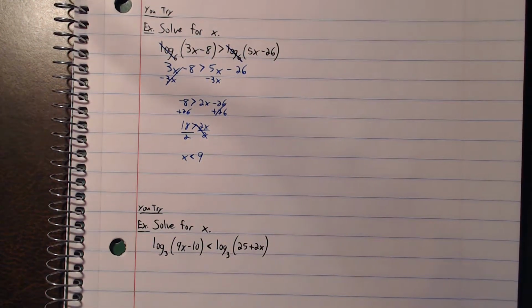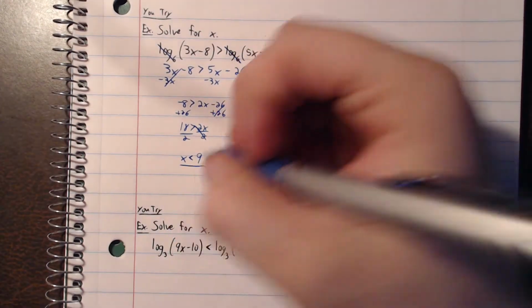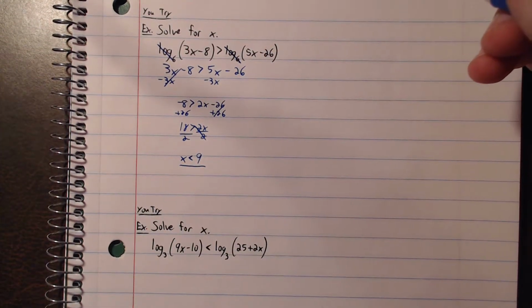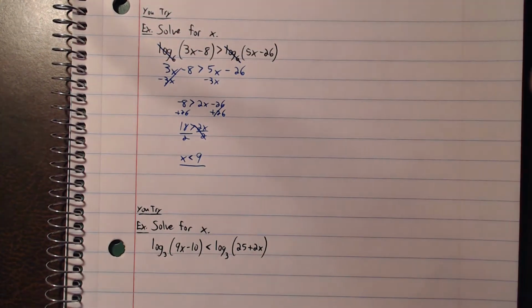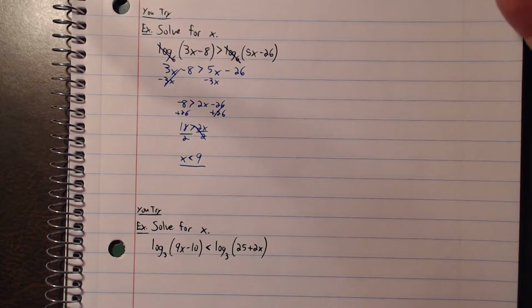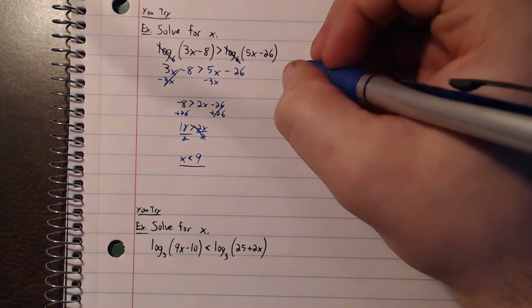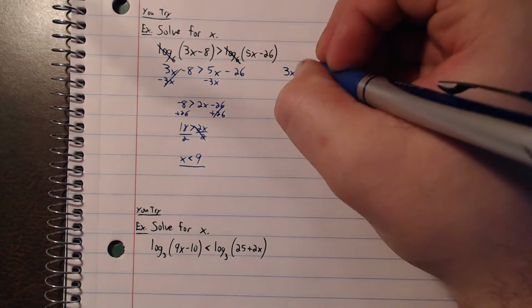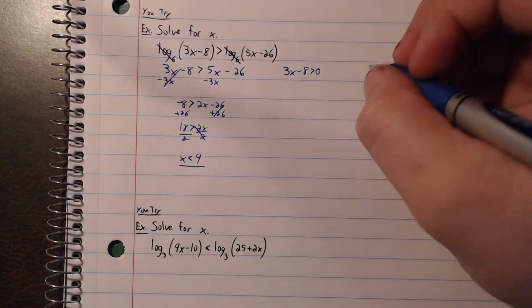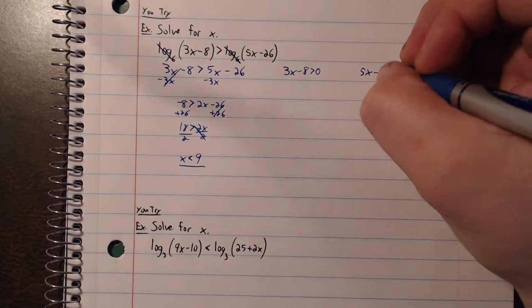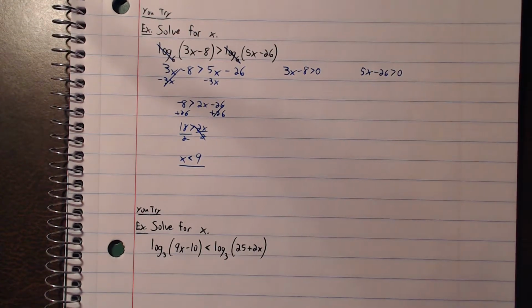Well, less than 9, that's an upper limit. That means we have to check for our lower limits. And we're going to have to take both of these pieces, set them greater than 0, and then draw a number line to figure out which one we want to keep. So 3x minus 8 greater than 0, and 5x minus 26 greater than 0.